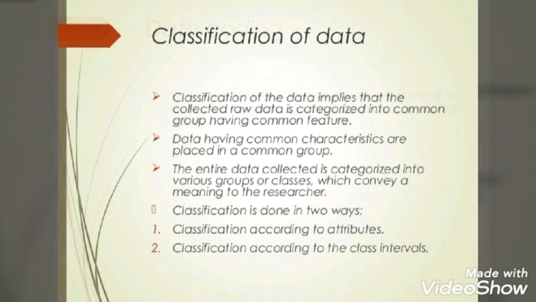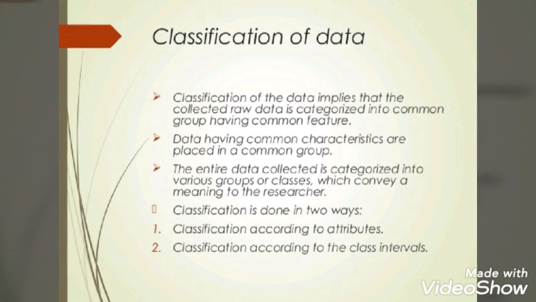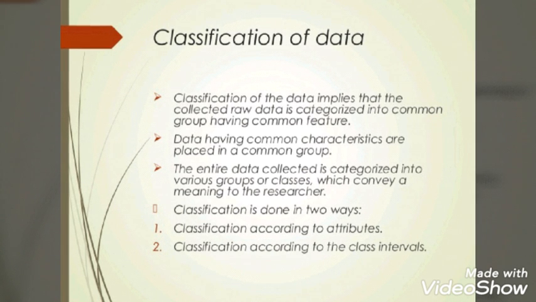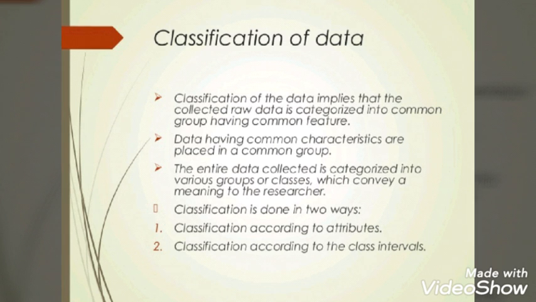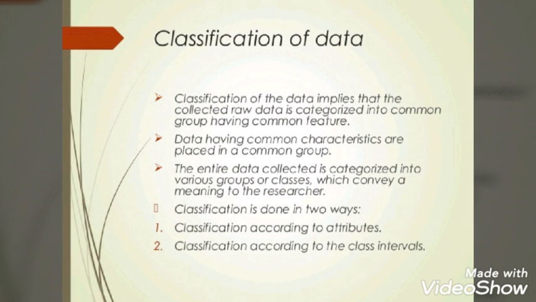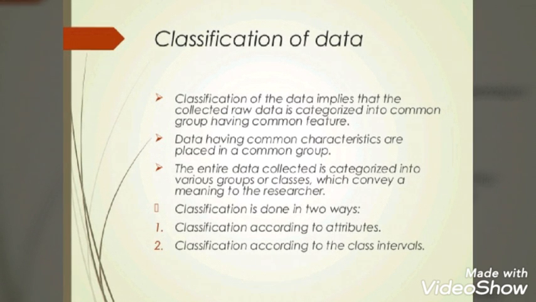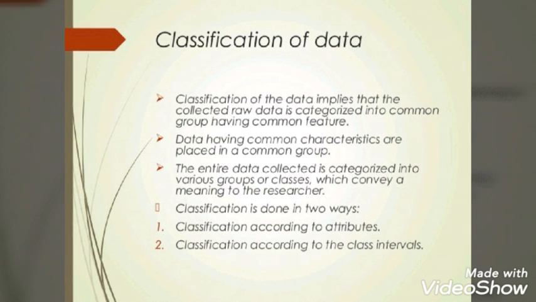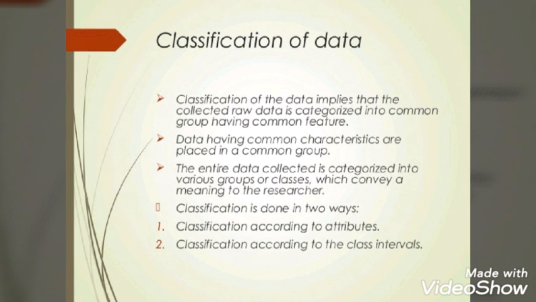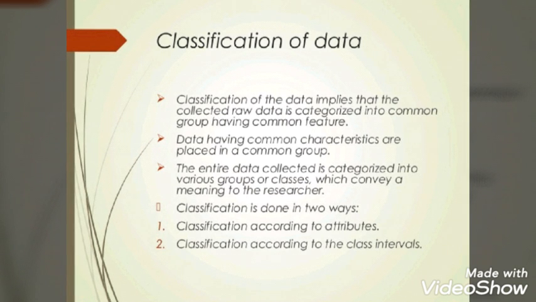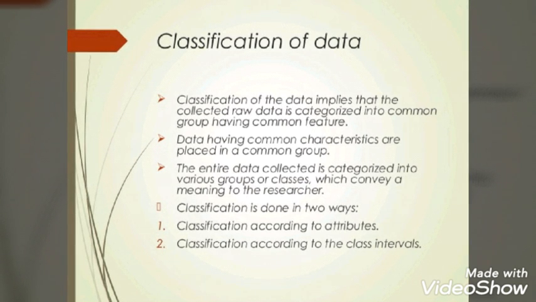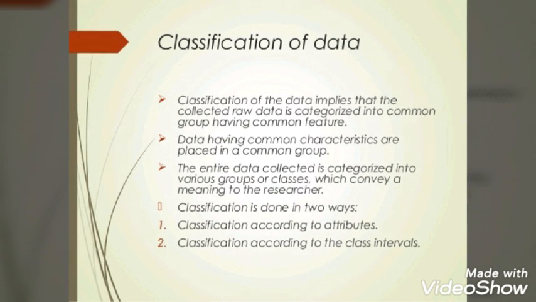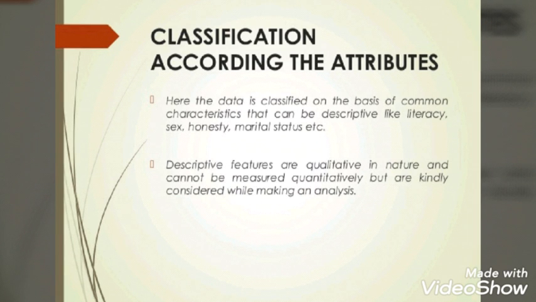Then classification of data. Classification of data is mainly divided on its characteristics, and it is mainly divided into two: classification according to attributes and classification according to the class of intervals. Classification according to attributes is based on the characteristics, that is similarity, and classification according to class intervals is based on numerical values. So let's see what is classification according to the attributes.